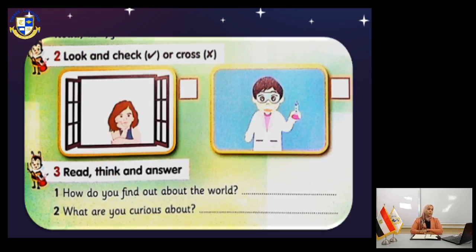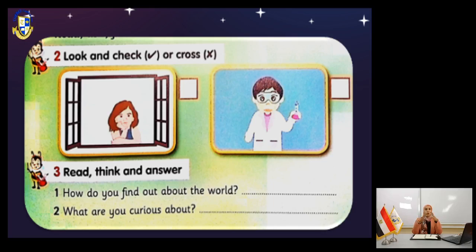Exercise number 2, look and check or cross. You will make a check or make a cross. Look at the 2 pictures. What can you think? The girl is standing by the window. She's not doing anything. She's just standing by the window. The boy is doing experiments. He is in the science lab, making experiments, finding something, looking for something.